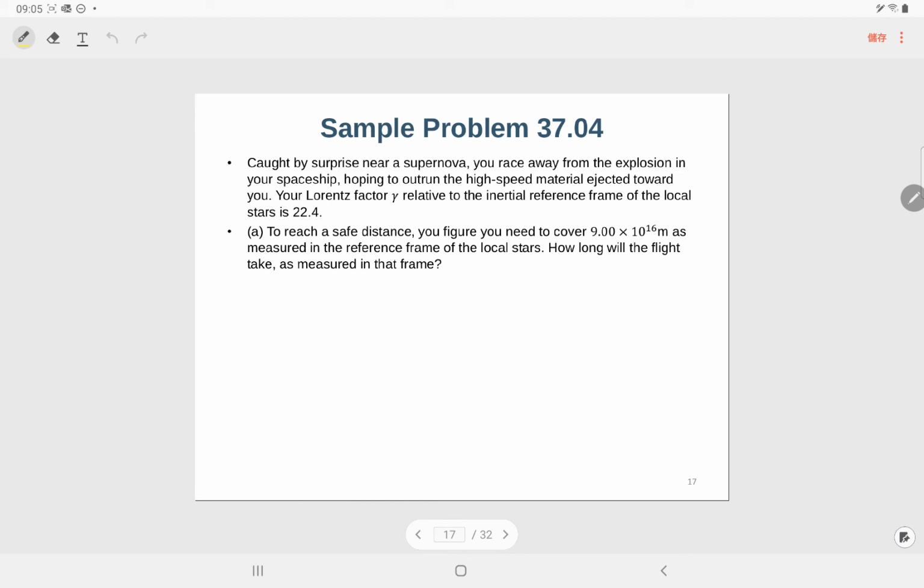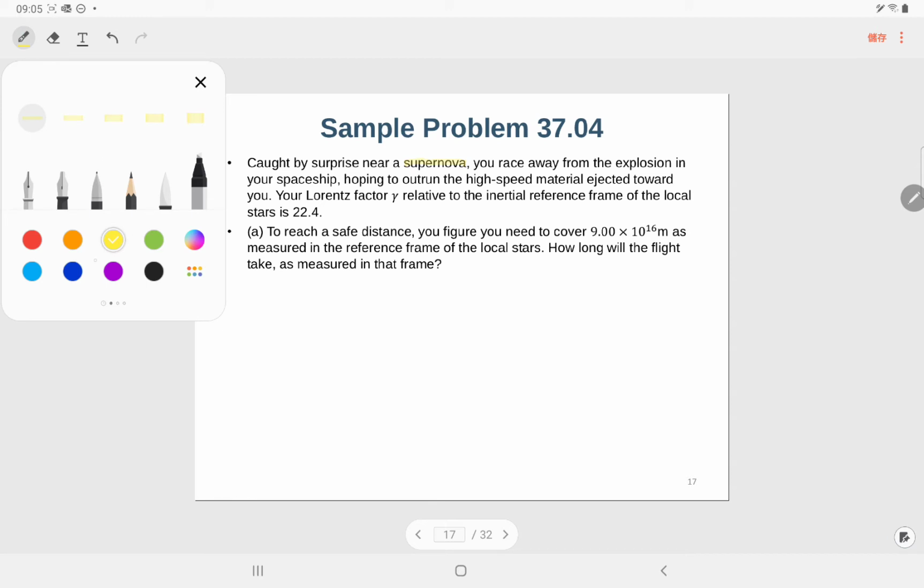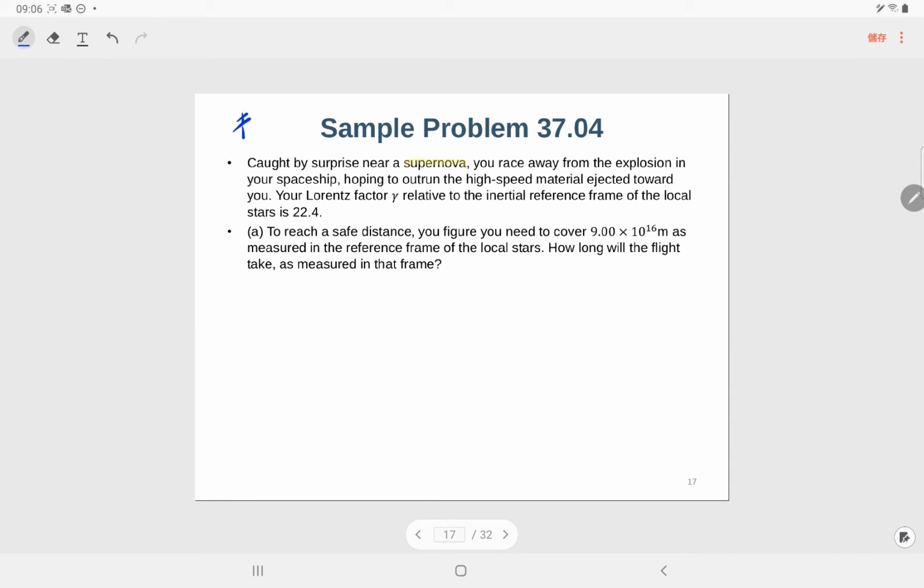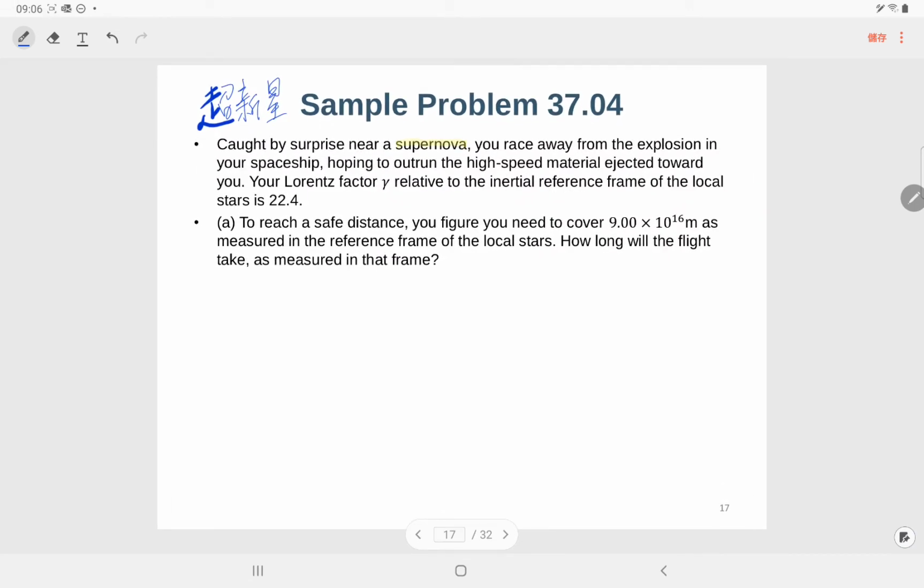Okay. So this sample problem: caught by surprise near a supernova. So you race away from the explosion in your spaceship, hoping to outrun the high-speed material ejected toward you.